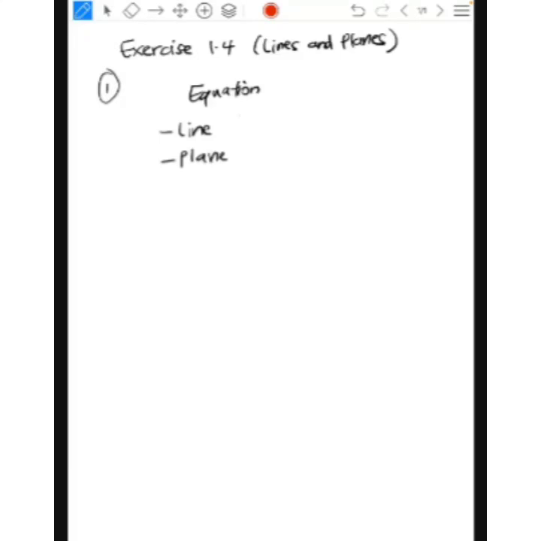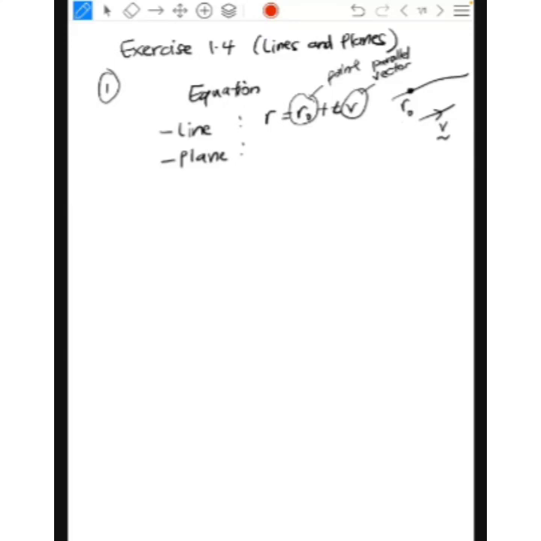So the equation of a line is r equals r naught plus tv. The important things are r naught and v. The r naught is a point on the line, so if you have a point here, this is r naught. And then v is a parallel vector, which means if this is your line, the vector should be like this. This is the v.